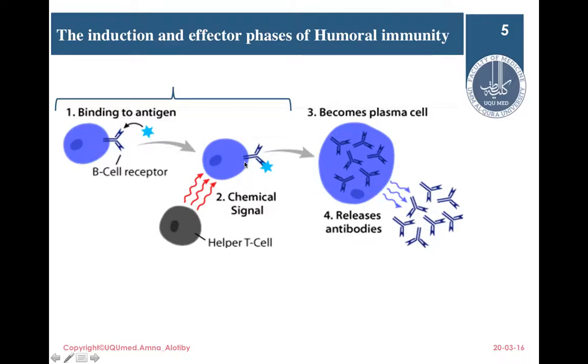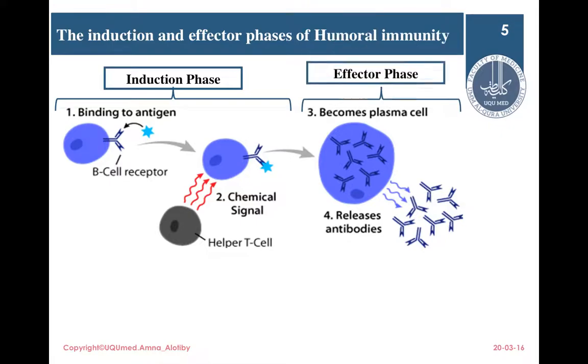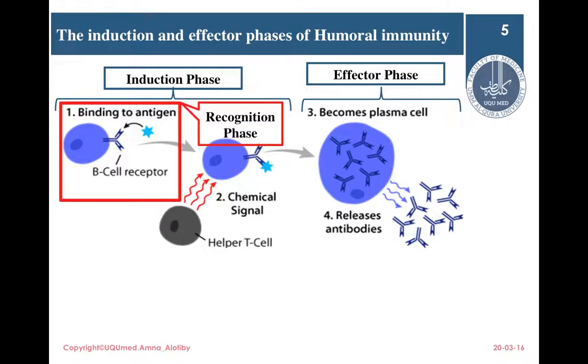Normally, a single B cell is capable of producing thousands of plasma cells, and each plasma cell in turn can produce thousands of antibodies in an hour. The effector phase is carried out by the antibodies produced by the plasma cells. So we'll go through the details of the induction phase, the binding of the antigen to the B cell receptor, which is the recognition phase.